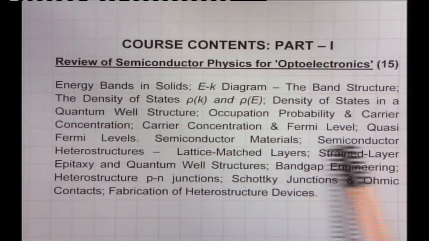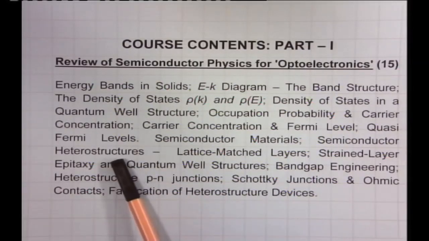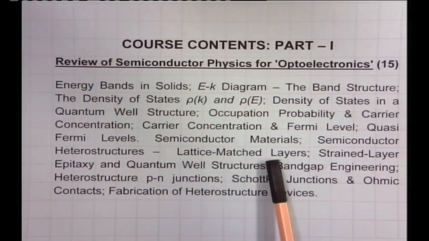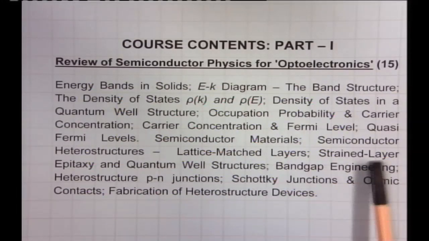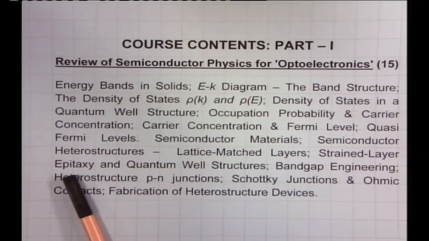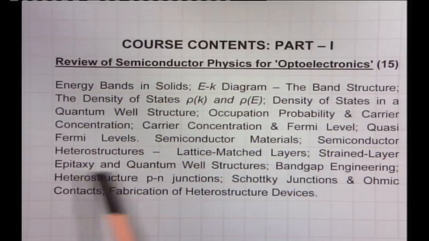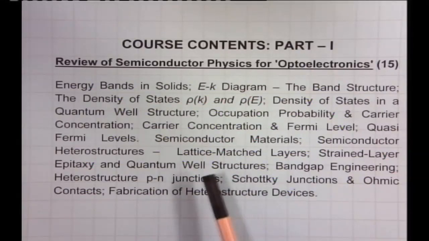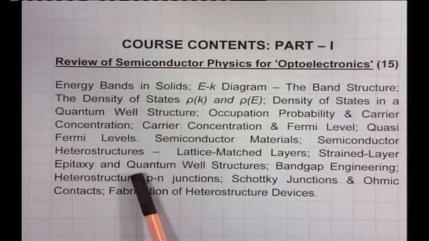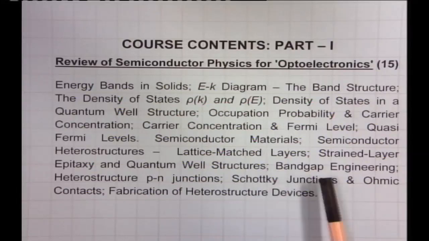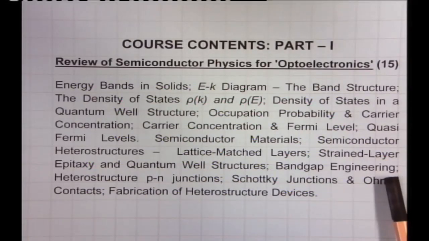We then discuss semiconductor heterostructures, lattice matched layers, the need for lattice matching, strained layer epitaxy, which usually have certain advantages, and which also deal with quantum well structures, where the layer thicknesses are small enough. So we discuss quantum well structures. We also discuss band gap engineering, that is tailoring of band gap, and various techniques for tailoring of band gap.